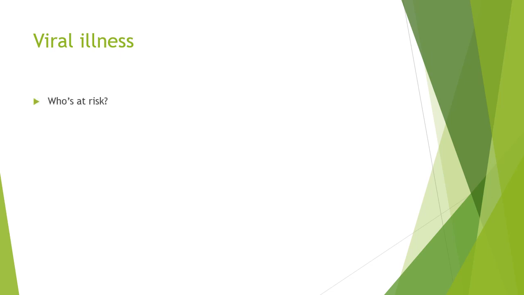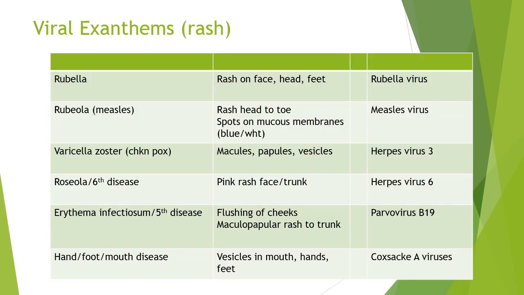Okay, viral illnesses. So again, who's at risk? What is your assessment of the symptoms? What tests should be ordered? Those are the things you should be thinking about. I tried to cram all of the viral illnesses into this table to try to simplify things for you. Viral exanthems, these are all the illnesses that produce a rash.